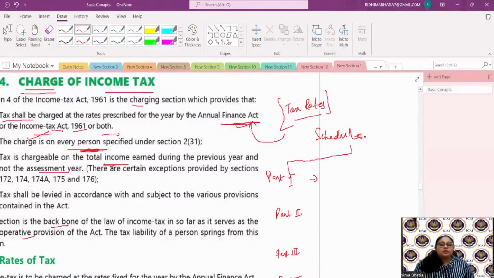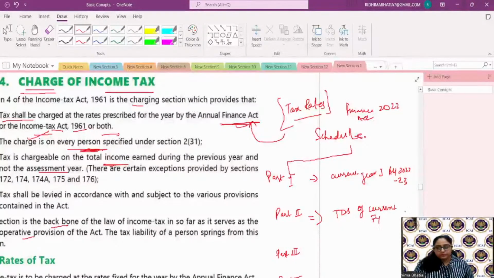Part 1 would tell you, suppose you're picking up the Finance Act 2022, the tax rates which are applicable in the current assessment year, which is assessment year 22-23. Part 2 would tell me about the TDS rate for the current financial year, which is financial year 22-23. So the budget always comes for the coming year, not for the year which has already passed. Okay.